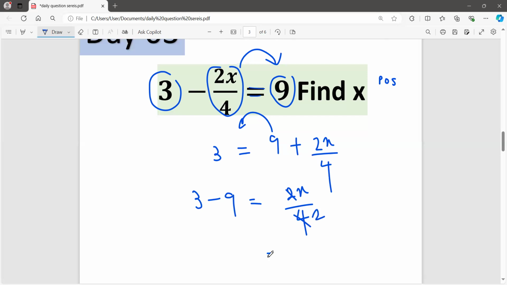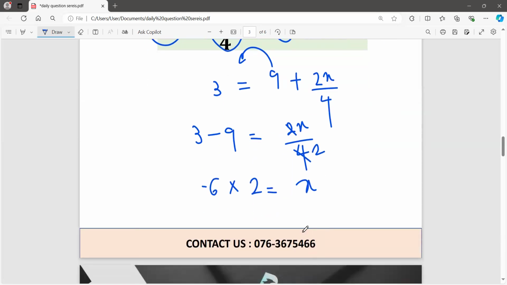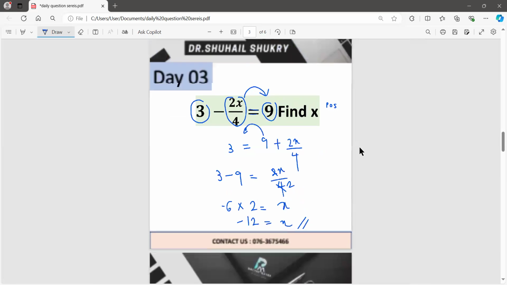Then the division 2 goes to the other side. Plus 3 minus 9, you get minus 6 here. Division 2 goes to the other side, meaning it becomes multiplication by 2, equal to x. Minus into plus, you get minus 6 into 2, 12. So 12 is equal to x. So this is the answer for day 3.